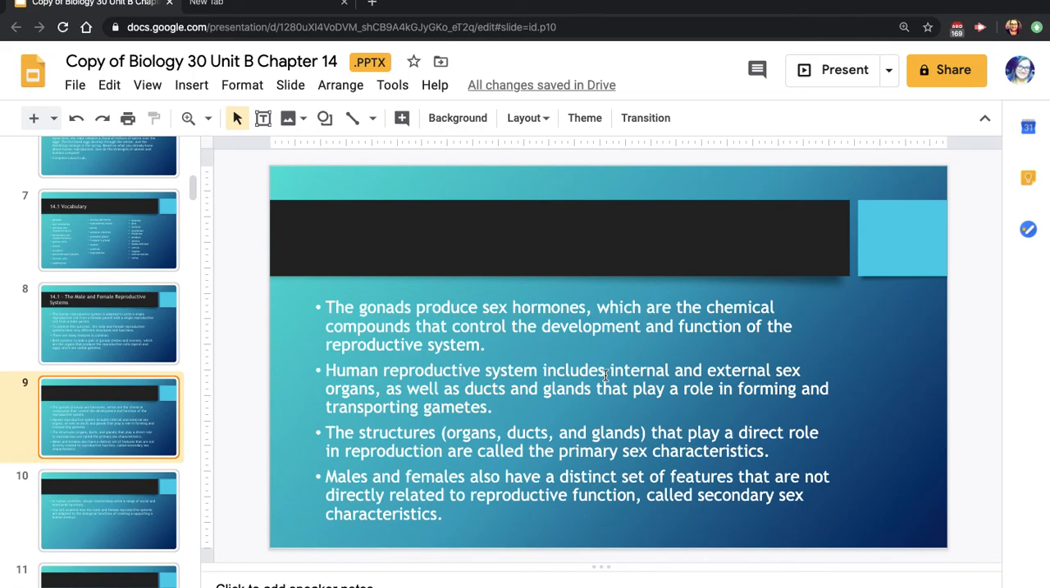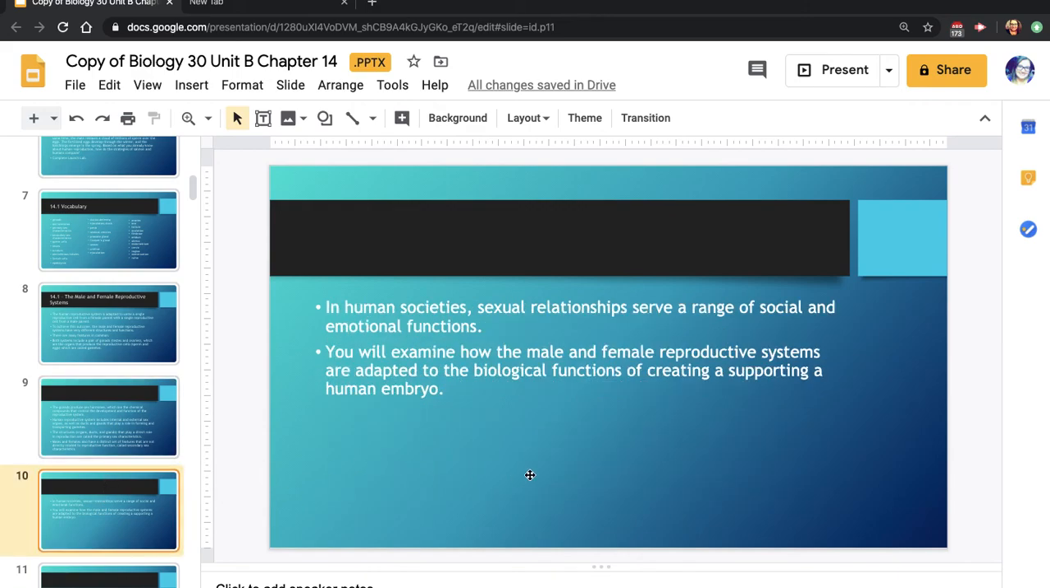The structures, like organs, ducts, and glands, that play a direct role in reproduction are called the primary sex characteristics. So if we think about primary, those are the things that are main or directly related to reproduction. Males and females also have a distinct set of features that are not directly related, and these are called secondary sex characteristics. It doesn't say here what they are. I think it's going to in the next slide.